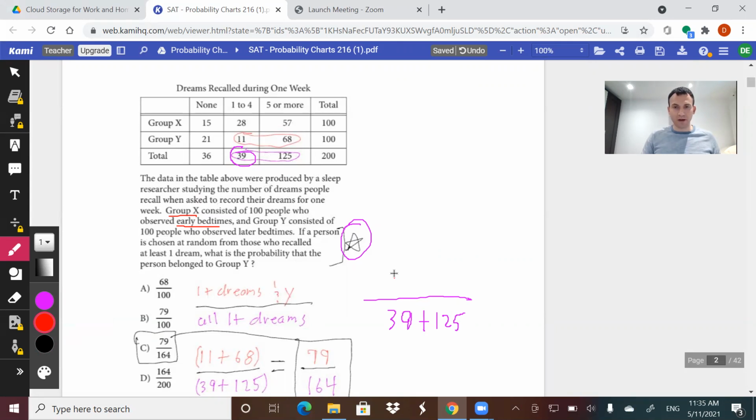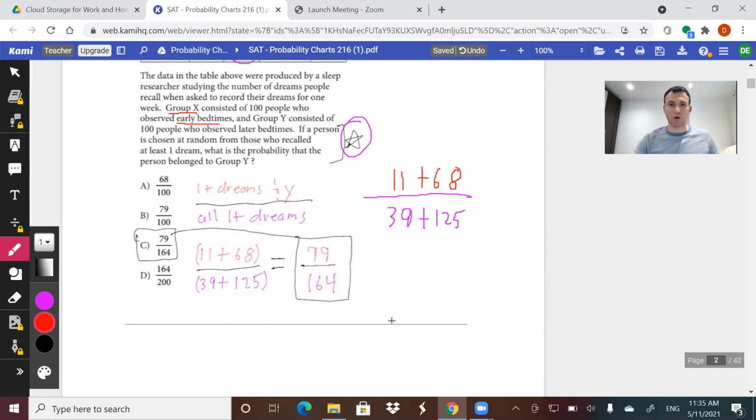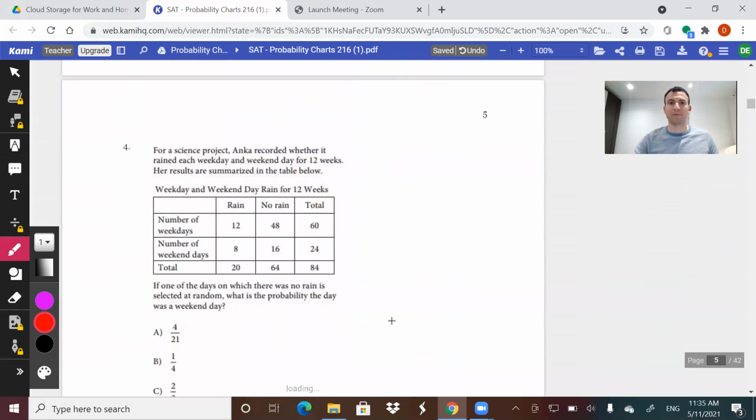So on the top, we're going to have 11 plus 68, because those are the 2 points we care about from group Y. So really what we get is 79 over 164. Again, not a lot of math involved, more your ability to read carefully and to be able to pull that information from the chart. So let's look at 2 more problems.